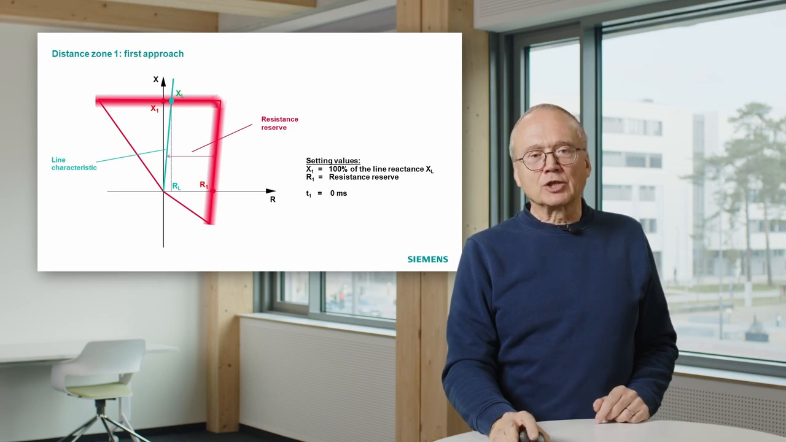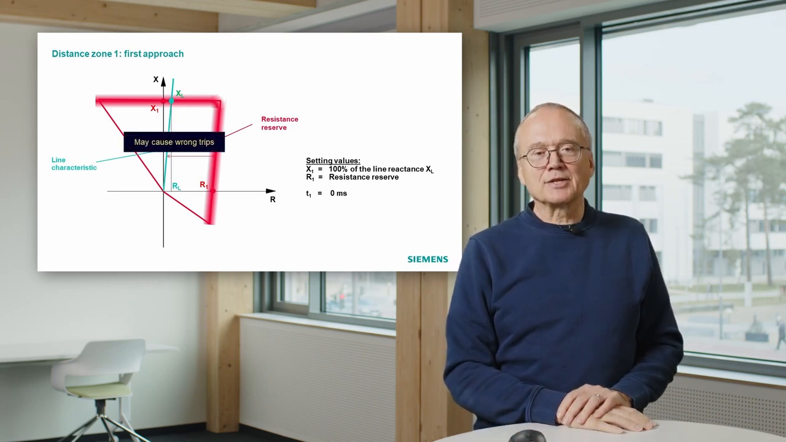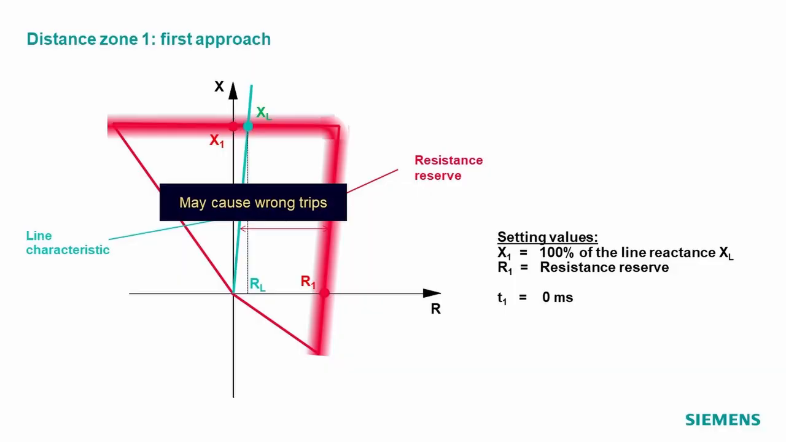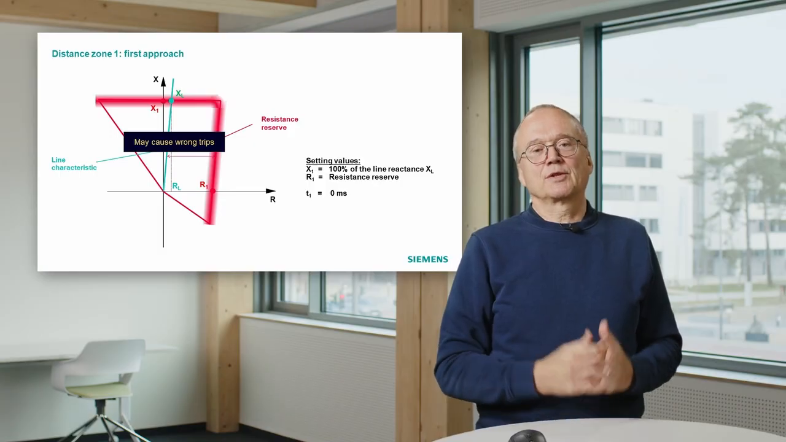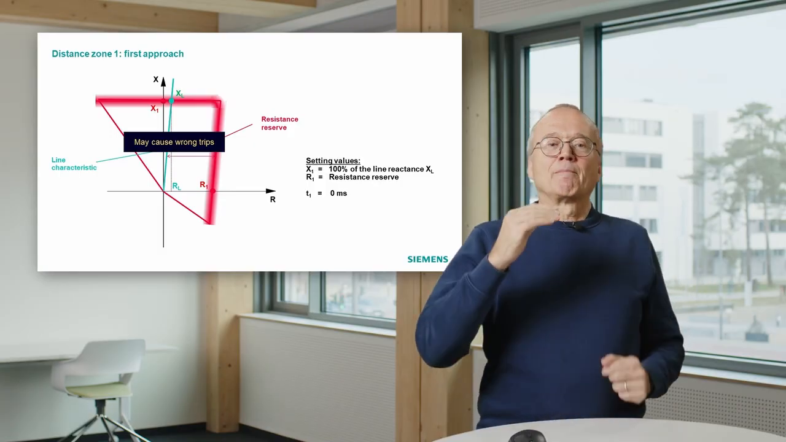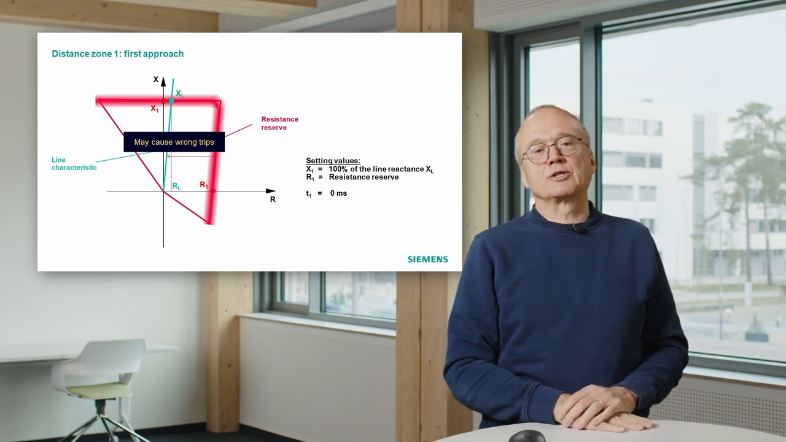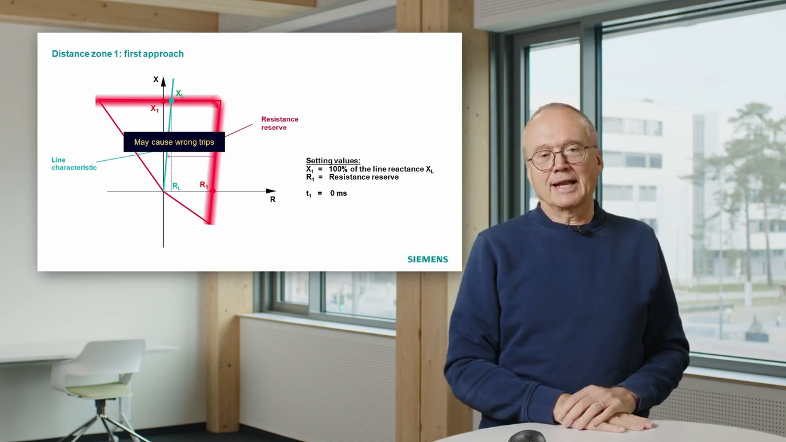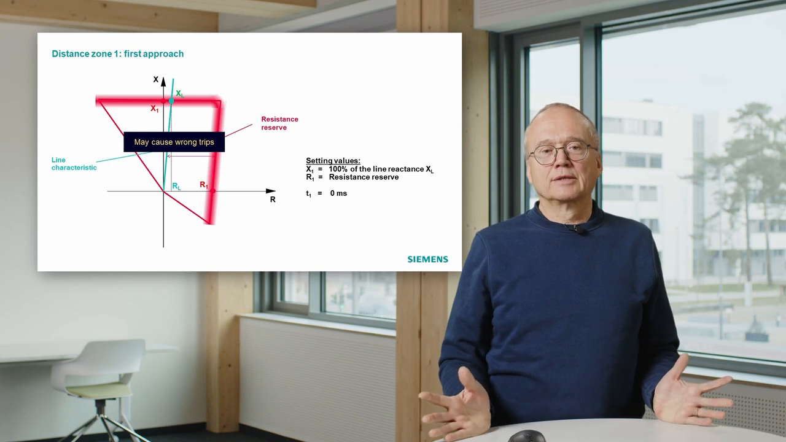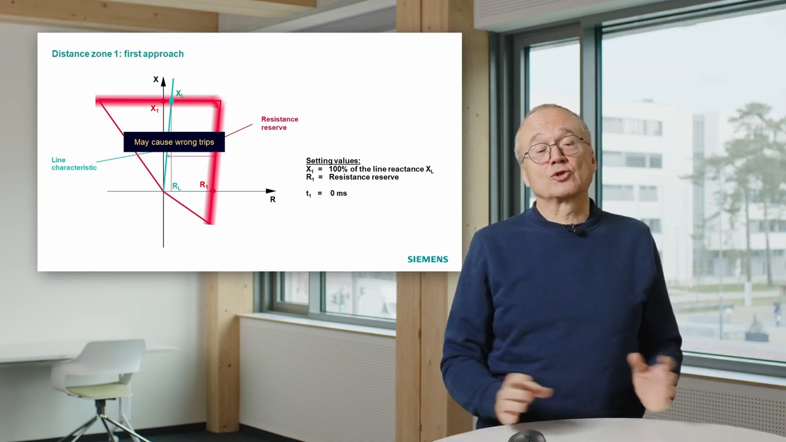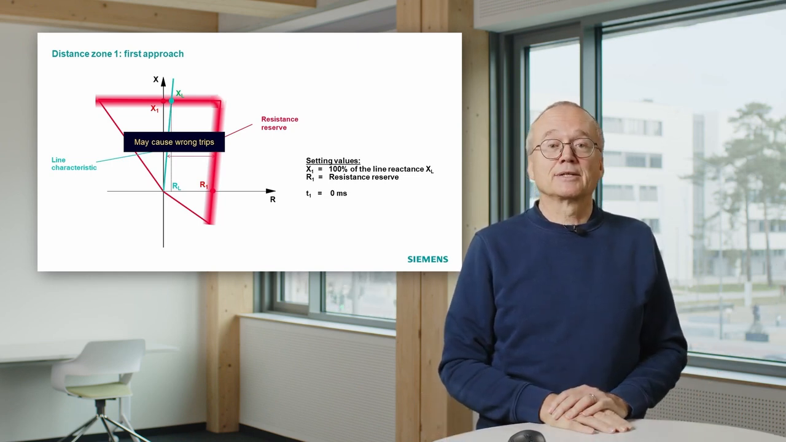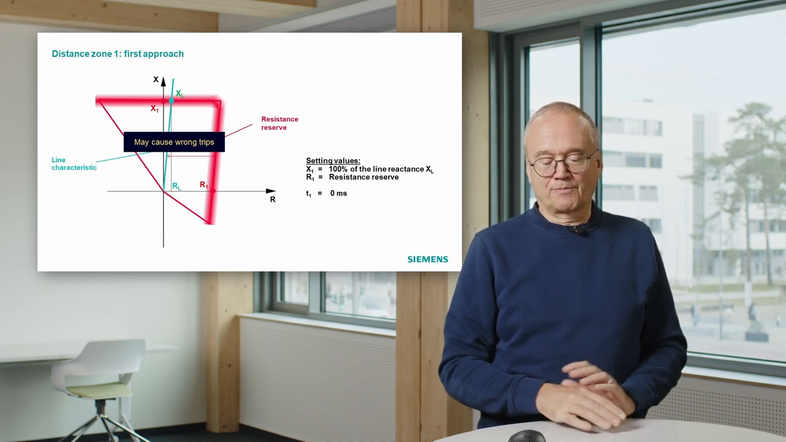And one thing which bothers people most in this context, you may cause wrong trips. Because a short circuit at the very beginning of the next line may be seen inside the zone with these settings. That means this approach of setting the horizontal limit to 100% of the line reactance doesn't work. It may lead to wrong trips, and that is why it is normally not used.